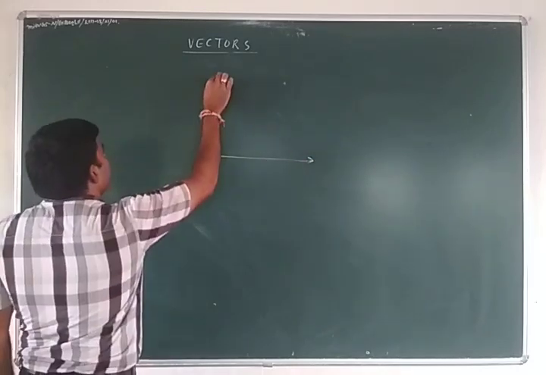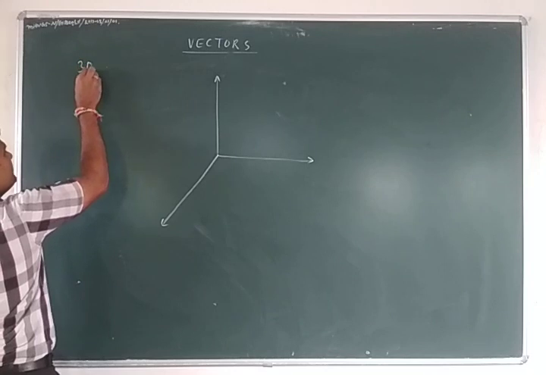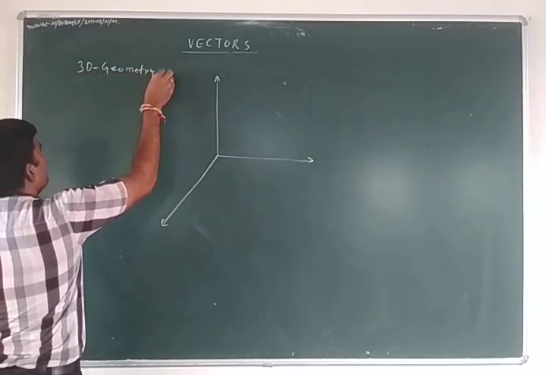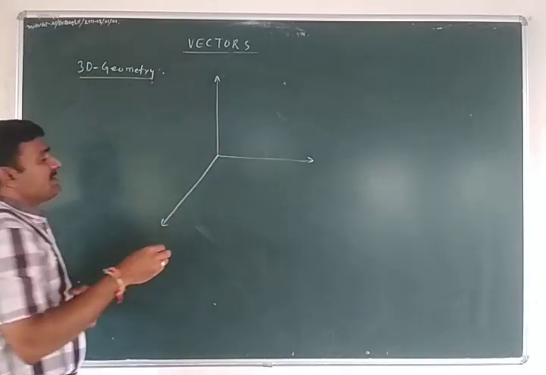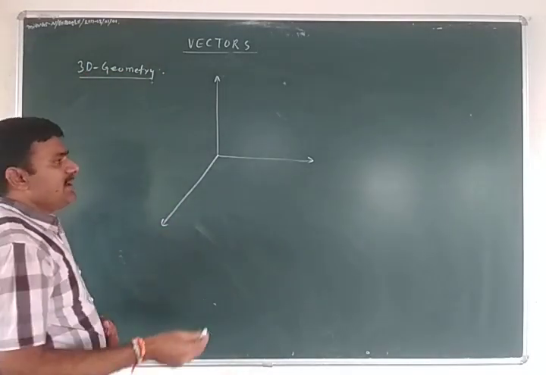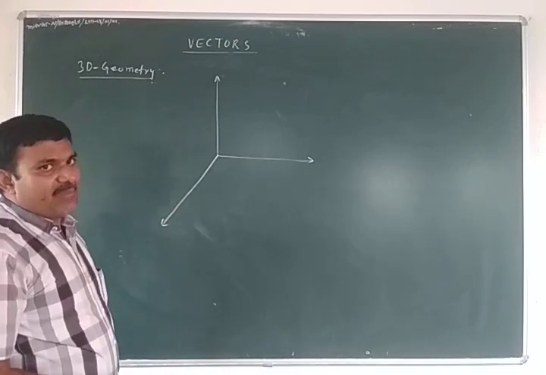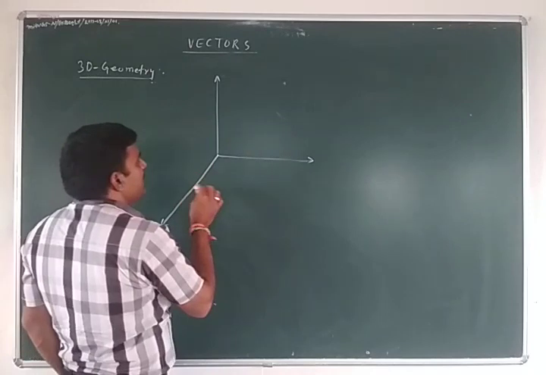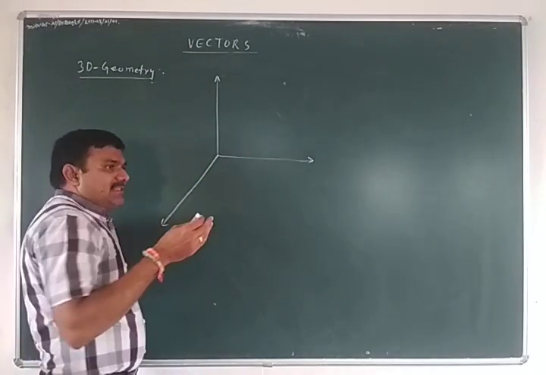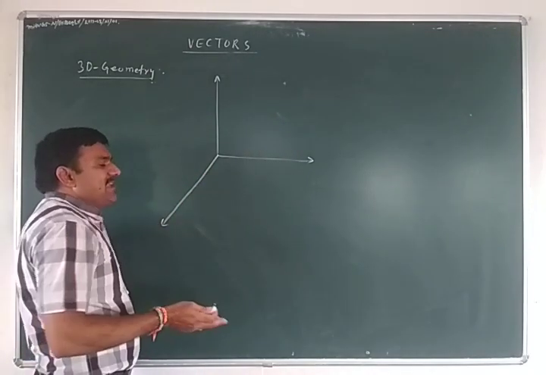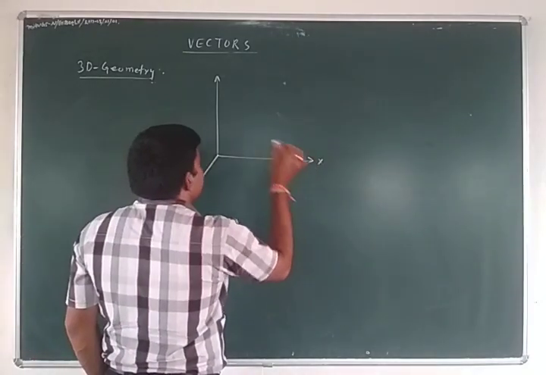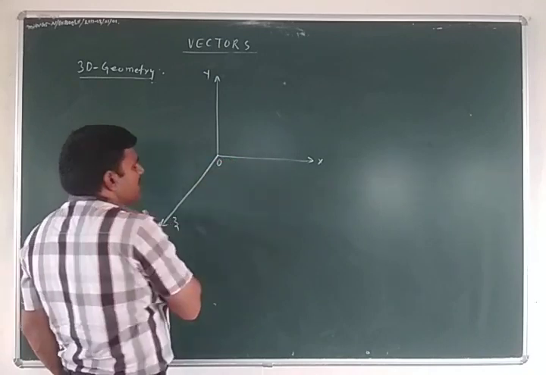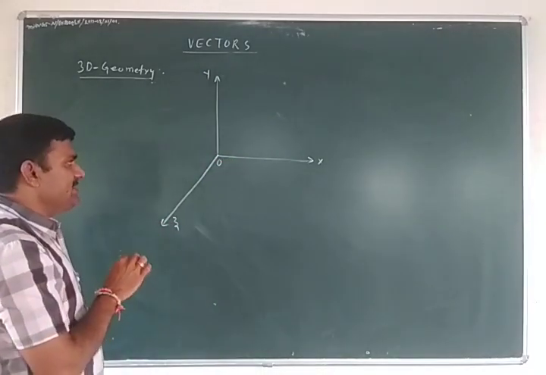So now, 3D geometry, because some questions in the exercise are based on 3D geometry, so those concepts are also required. That's why we are explaining it now. In three-dimensional geometry we have three axes, the x-axis, y-axis, and z-axis, and the point of intersection of the three axes is the origin.